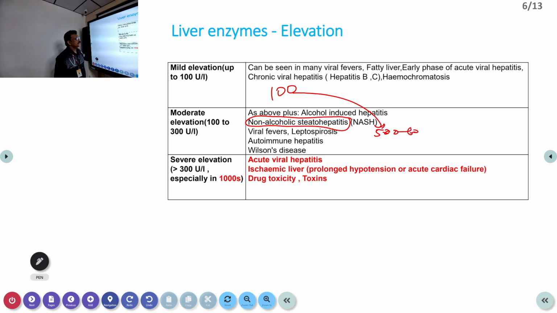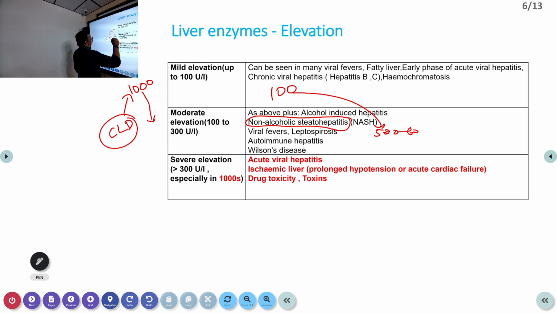And alcoholism is another important cause. And again, all these things are also seen in chronic liver disease, CLD. So what happens is in acute hepatitis, SGOT, SGPT will be in thousands. But once recovery occurs, you can see that it slowly drops to hundreds. So 100 means sometimes it can be a benign condition like fatty liver, but sometimes that may be a recovery phase of a major disease. So we have to be very careful.